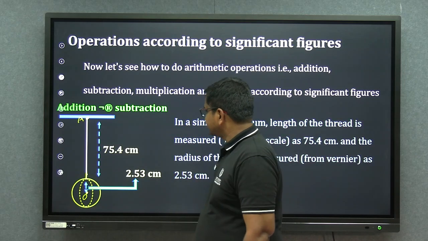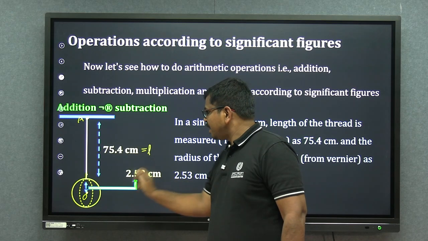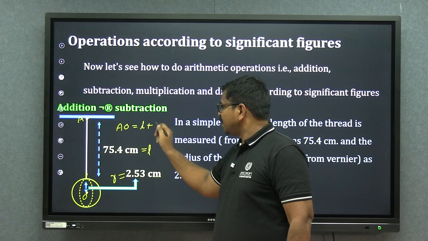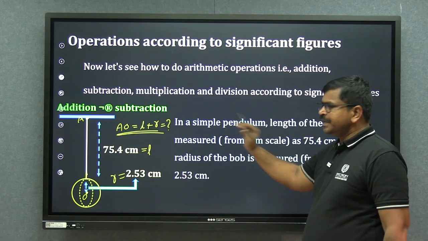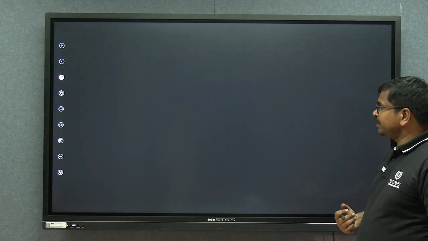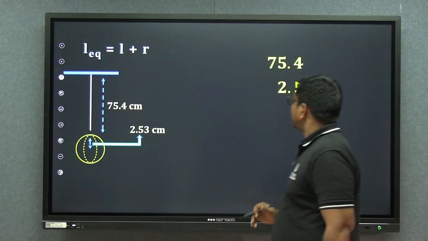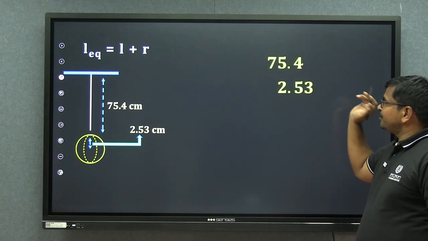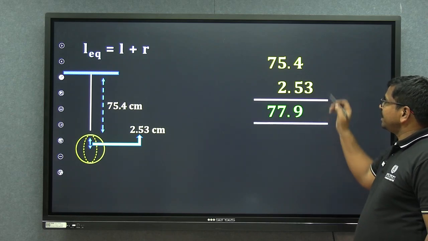What is AO distance? AO is L plus R. If I consider this is L and this is R, I want AO equal to L plus R. I want to add just these measurements. One addend is 75.4, another addend is 2.53 centimeters. Let us do that one mathematically. So I have L plus R, and L plus R value, first one is 75.4 centimeters, second one is 2.53 centimeters. I want to add this one. So mathematically we will add something like this.